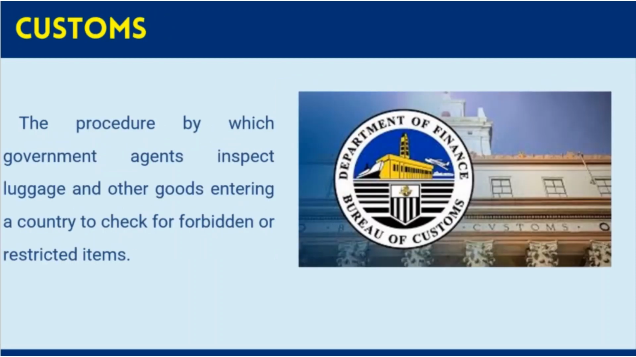Next, we have customs. So, the procedure by which government agents inspect luggage and other items entering a country to check for forbidden or restricted items. So, the Bureau of Customs ensures the efficient revenue collection through the prevention and suppression of smuggling and the introduction of prohibited imported goods. It oversees and regulates the arrival and departure of vessels and aircraft engaged in international trade.